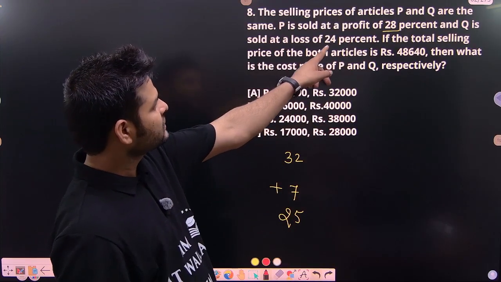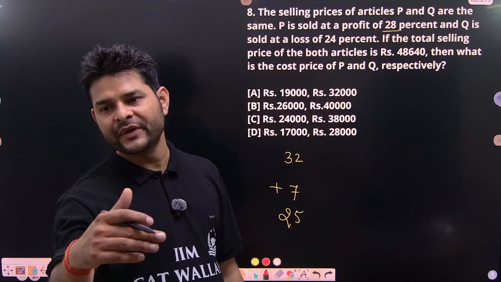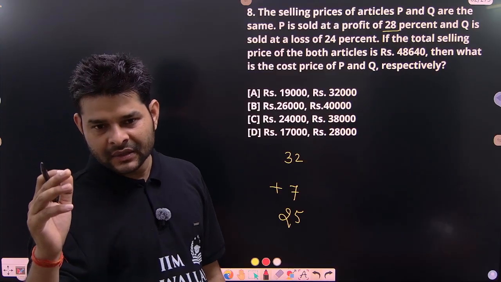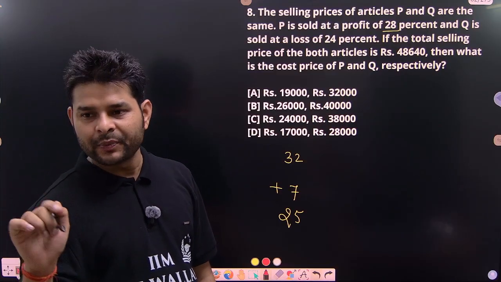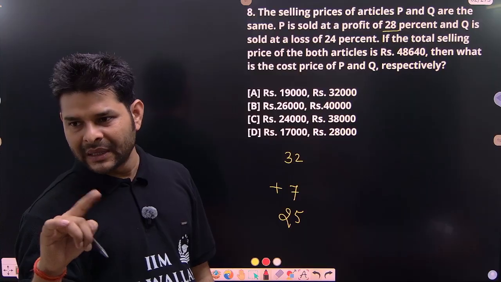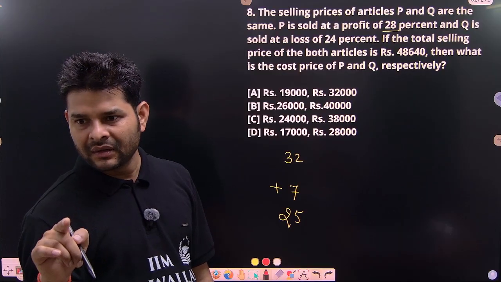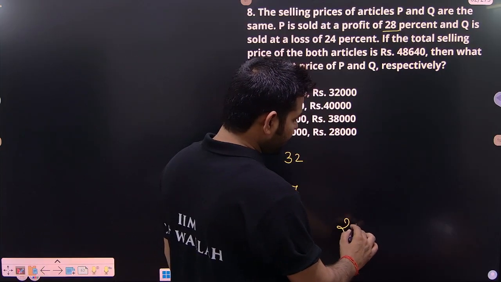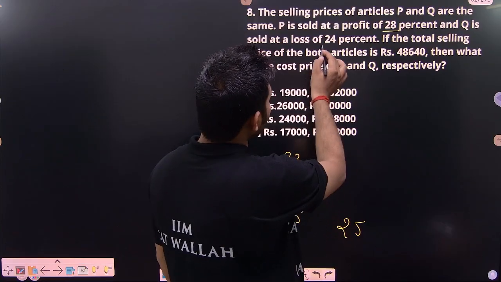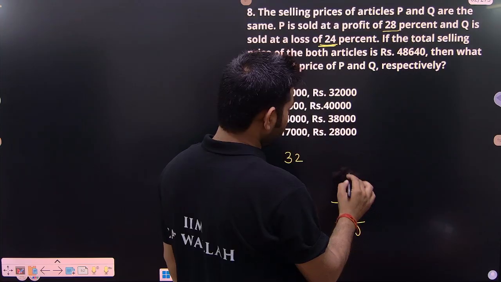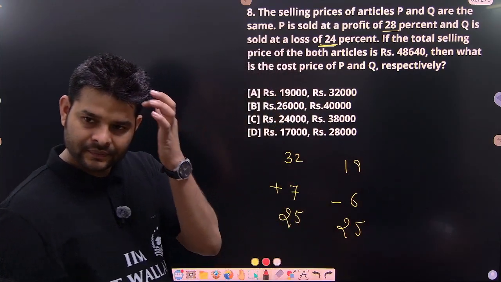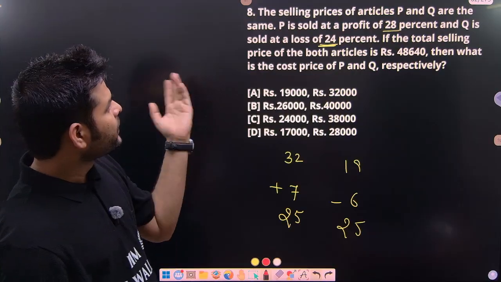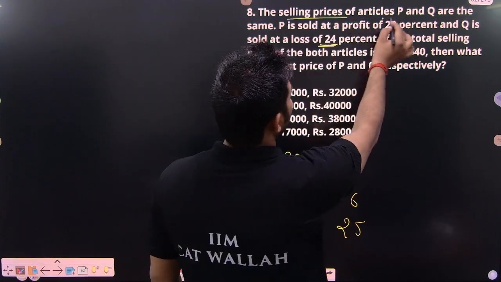And the second article, 24% loss. The second article is sold at a loss, so 24% as a fraction is 6/25. 4% is 1/25, and if you multiply by 6, that would be 24. So 25 is the cost price of the second article. This is basically a loss, so 6 would be loss, and the SP would be 19. Quite clear or not?